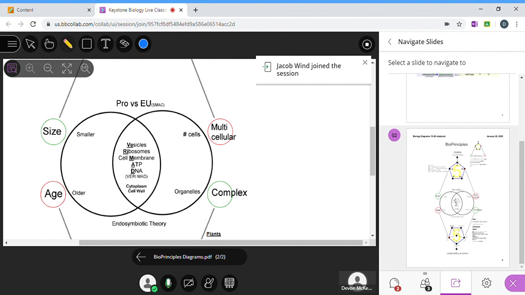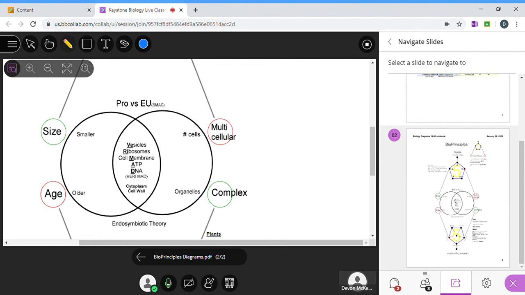We have cell membrane. The cell membrane, every living thing, every living cell has a cell membrane. We have ATP. All living things use ATP and DNA, both of which are part of Cara up above. And the CC, cytoplasm and cell wall. All cells have a cytoplasm. It's the jelly-like material inside the cell membrane that holds the other structures.